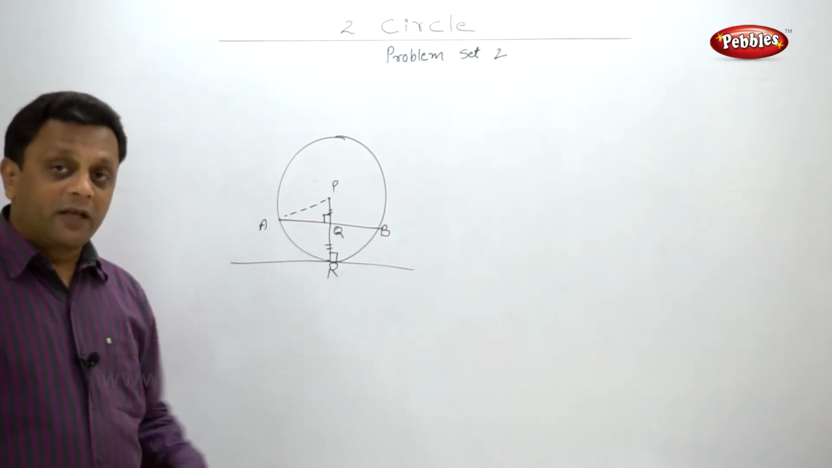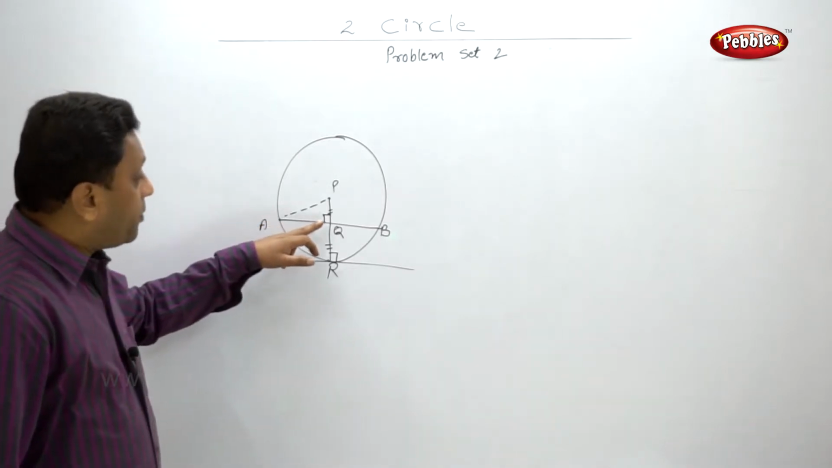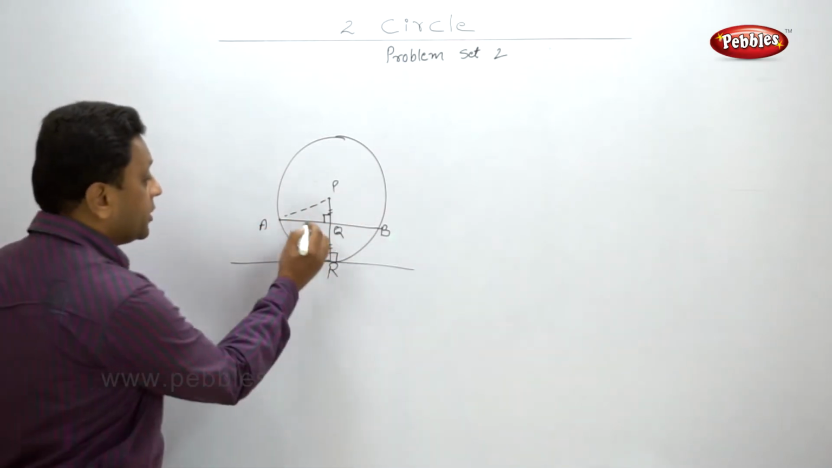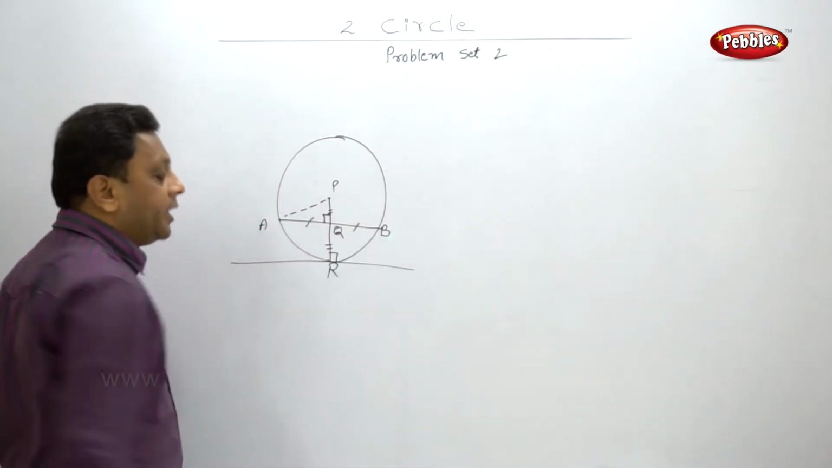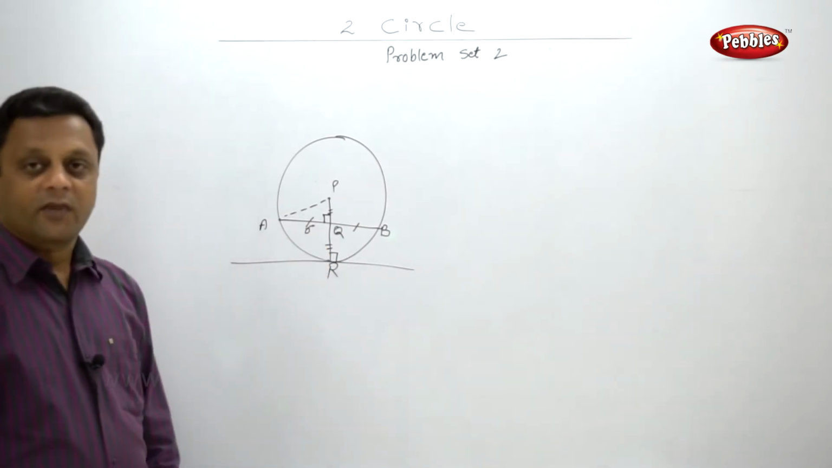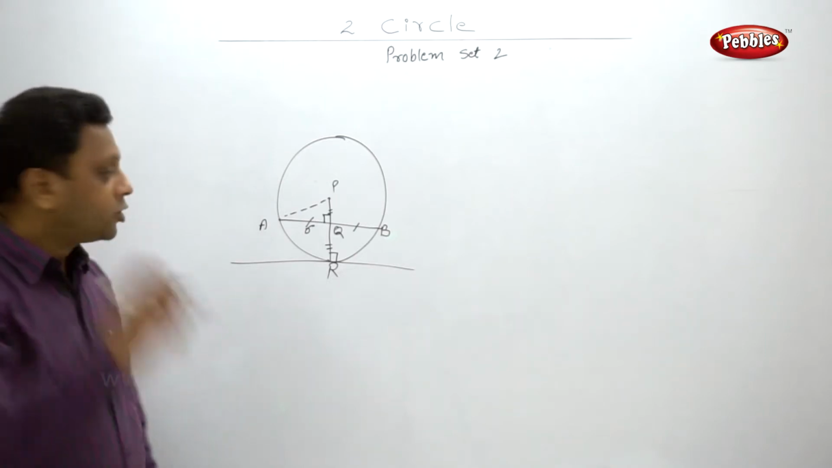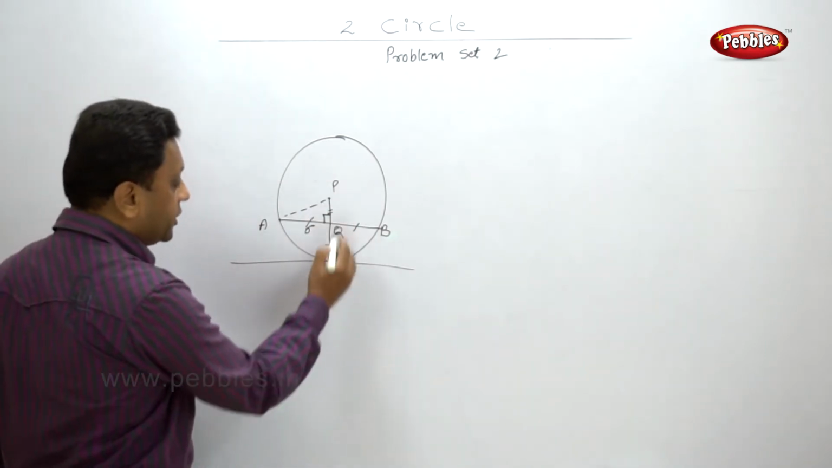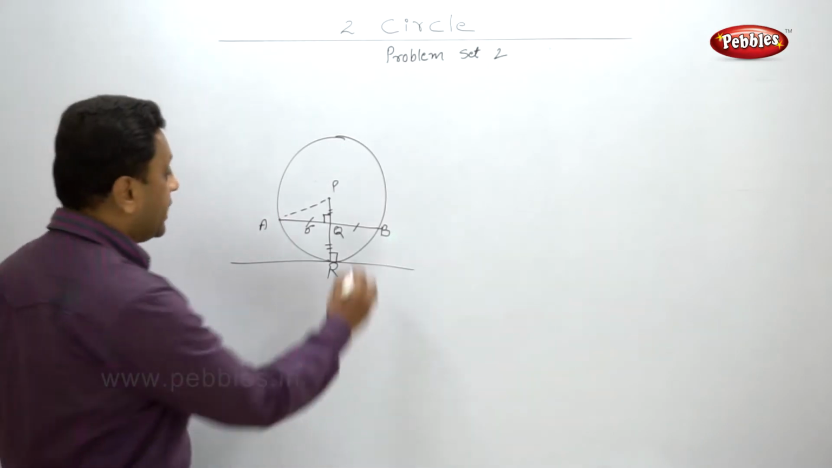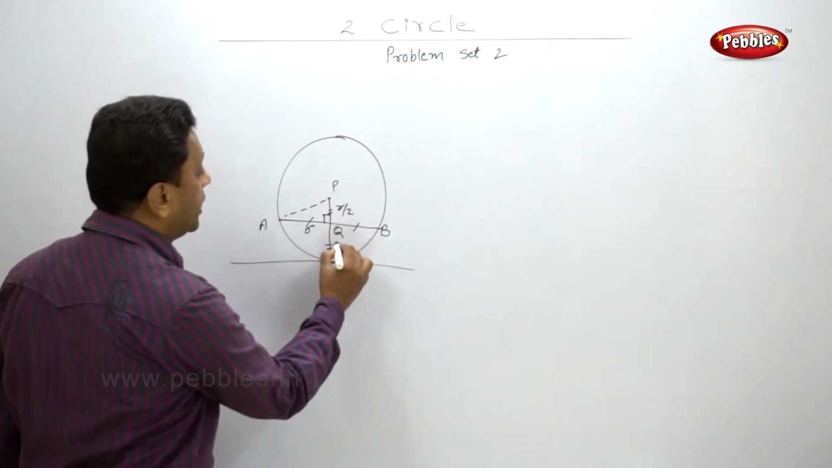Correct? If this is 90 degrees, I can simply connect this, and this is a right angle triangle. Now, by the property we know that the perpendicular from the center to the chord bisects the chord. That means this is equal to this, and AB is given as 12, so this is 6. Also, they say that AB is bisecting the radius, so this is R upon 2 and this is R upon 2.